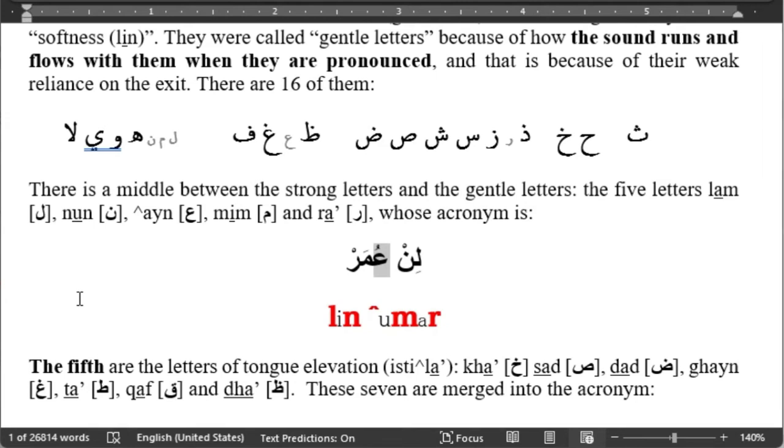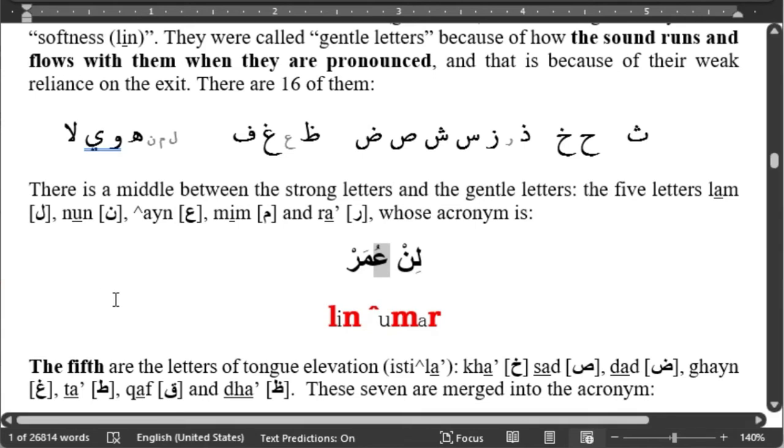Some people, when they say Ain, it's like, I don't know, they're choking on something. How strong is their Ain? And some people, their Ain is so weak it sounds like a Hamza. They might say Assalamu alaikum, instead of saying ala, they might say ala. They don't say the Ain.